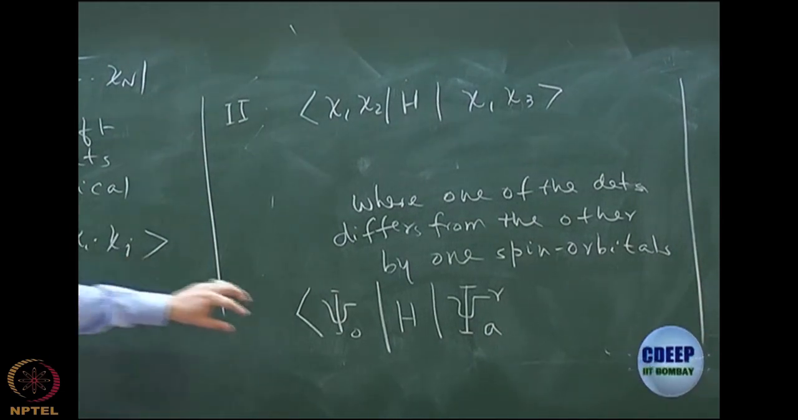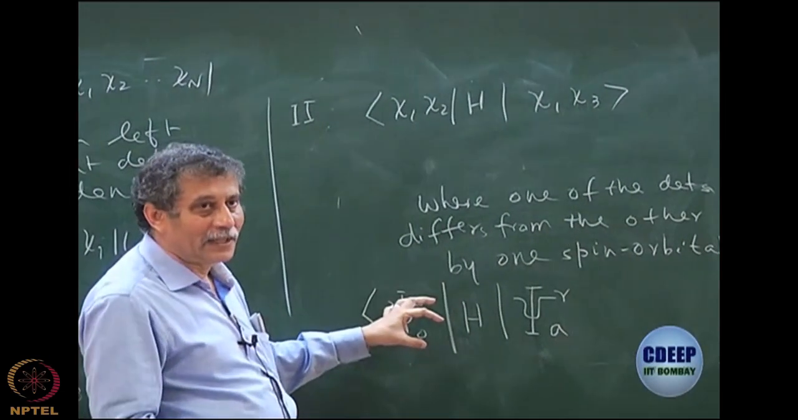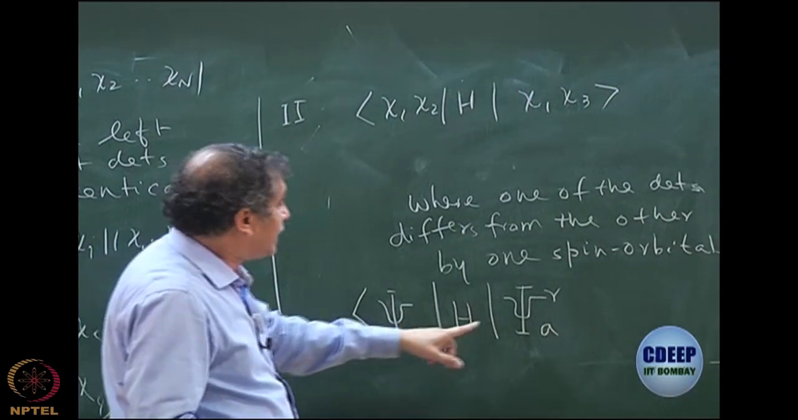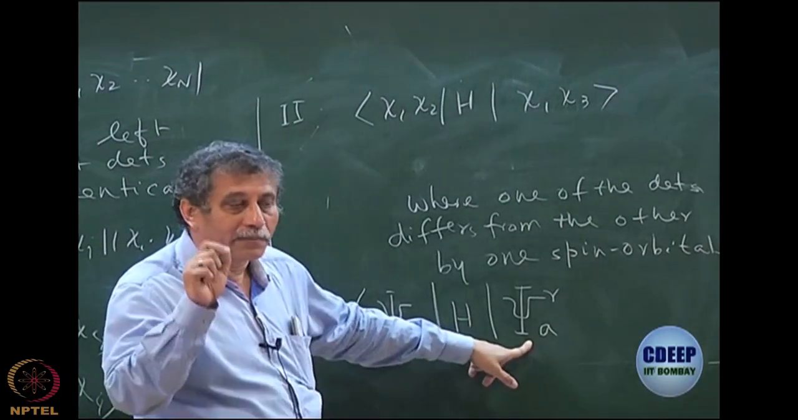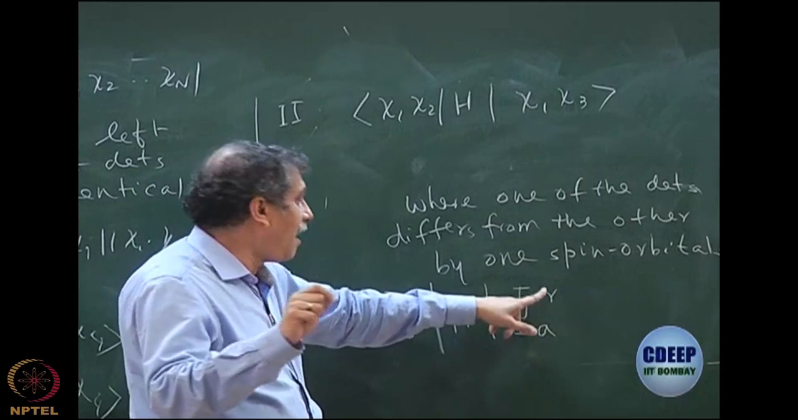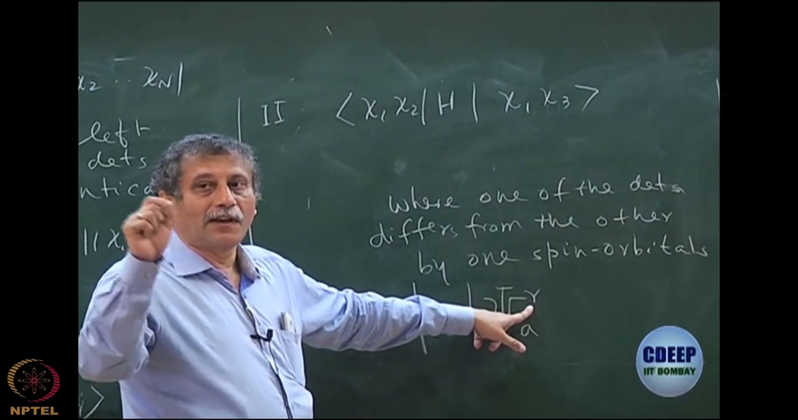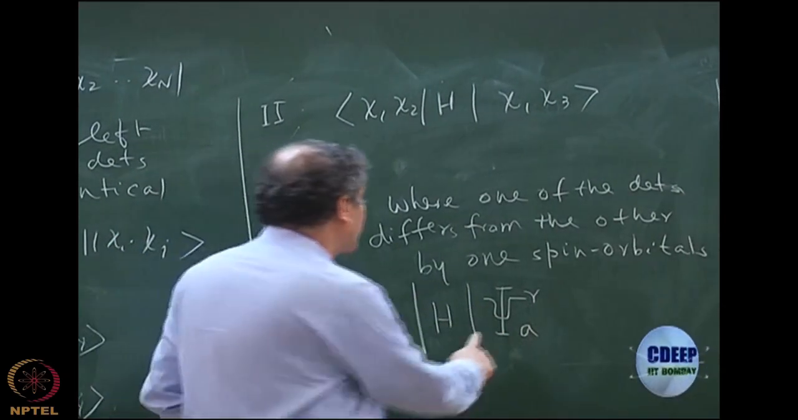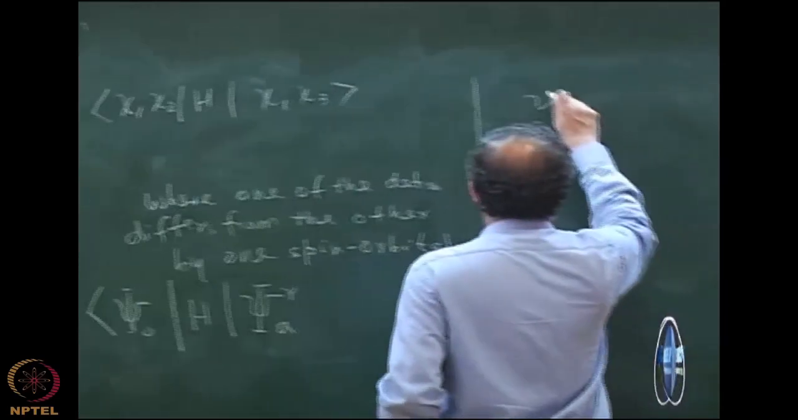So let us assume that psi naught is Hartree-Fock, in which case A is an occupied orbital and R is a virtual, or unoccupied, orbital. So that is what it means. So what is psi AR?